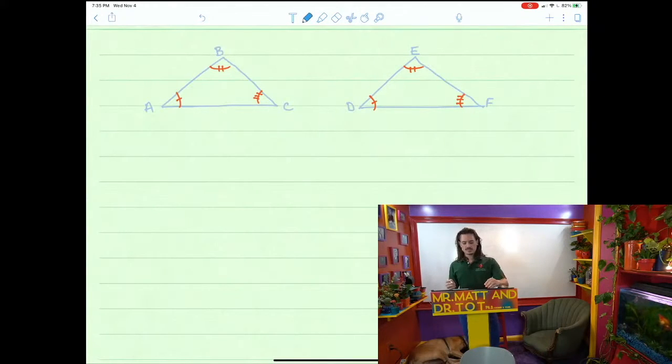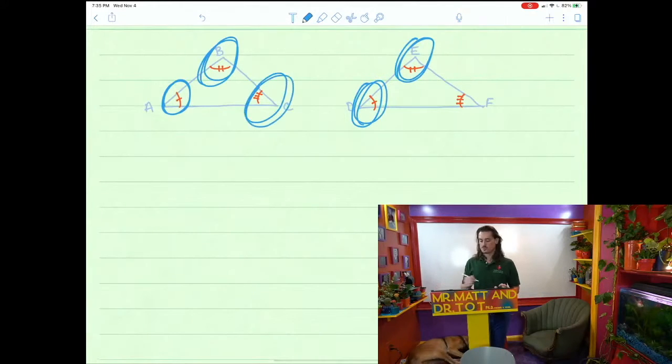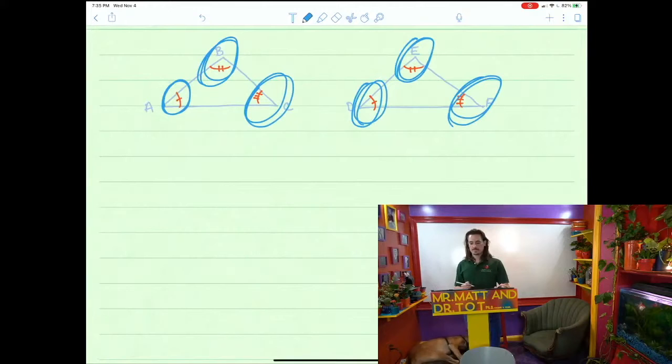Okay, so looking at these two triangles, notice that they match up with angle correspondence. Angle A is congruent to angle D, angle B is congruent to angle E, and angle C is congruent to angle F. However, angle is not a congruency postulate. It's a similarity postulate. So the answer here is no.